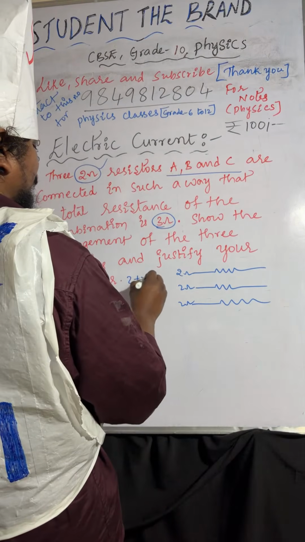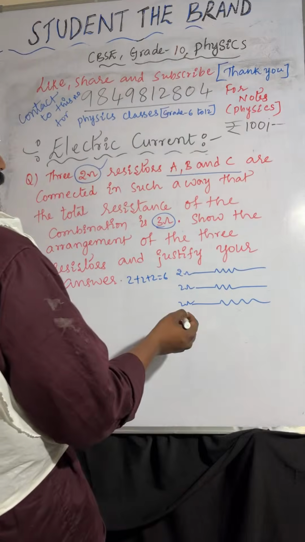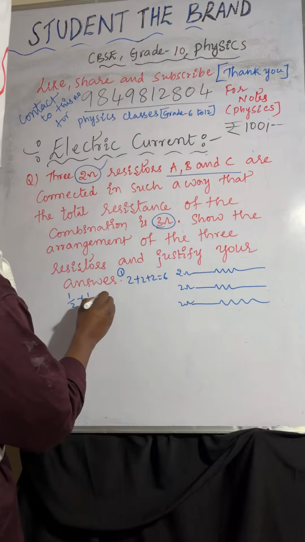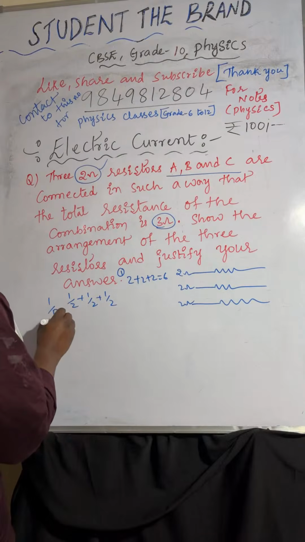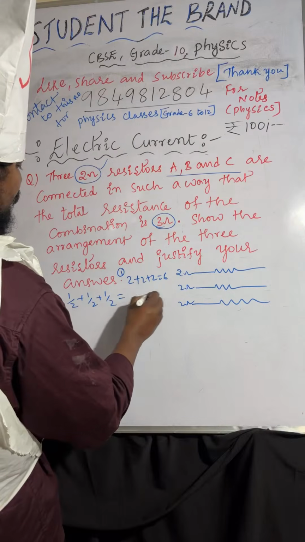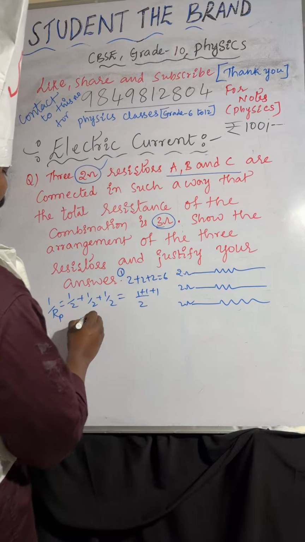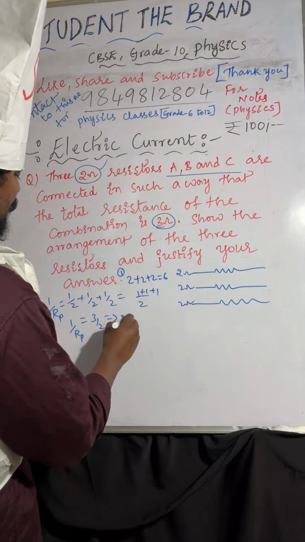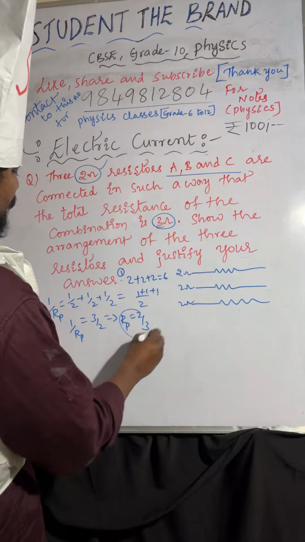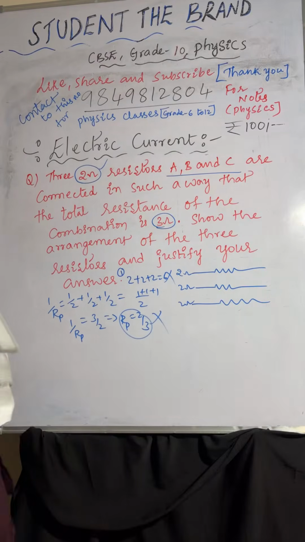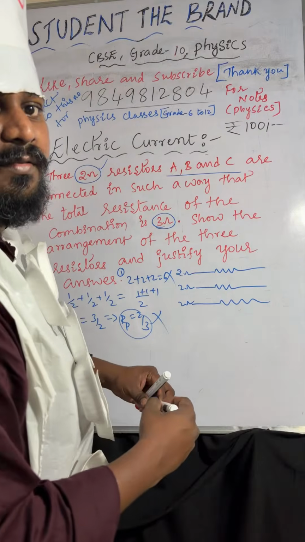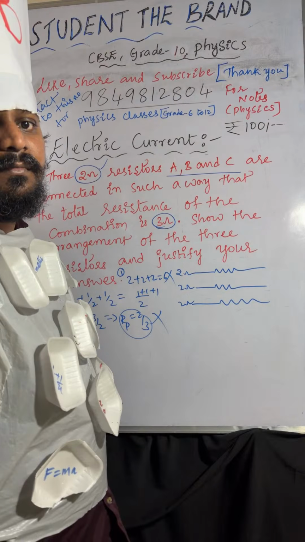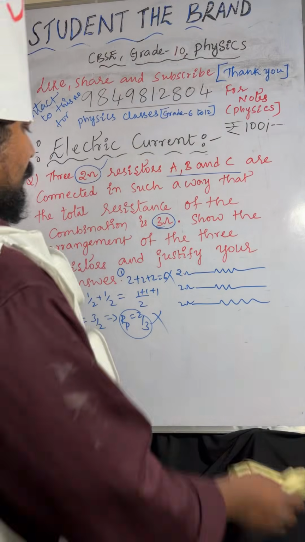If I add all those three resistors in series, what will you get? 2 plus 2 plus 2, that is 6. And if you do it in parallel, 1 by 2 plus 1 by 2 plus 1 by 2, will you get 3? No, you won't get it. That is 1 plus 1 plus 1 over 2, that is 3 by 2, which is 1 by Rp. So Rp equal to 2 by 3. So it is not possible. This method is also wrong, so you have to try a different method. Okay, now you can see here.